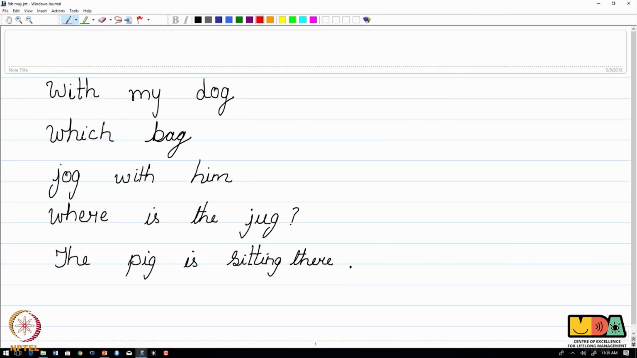Now, we will see how to read small phrases with the words that we have already seen. With my dog. Which bag. Him, jog with him. Where is the jug? The pig is sitting there.